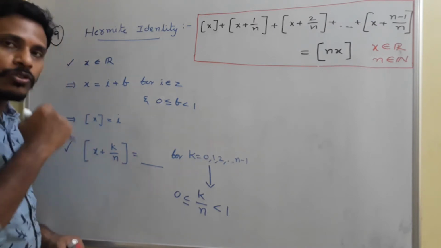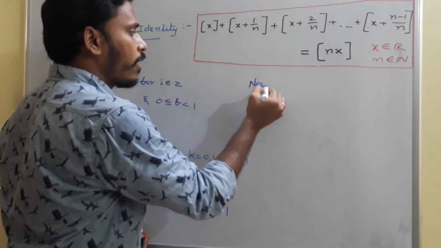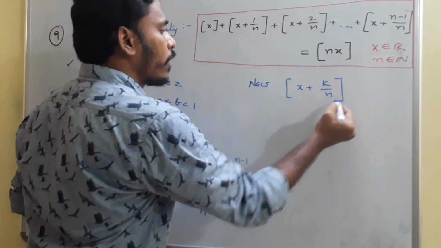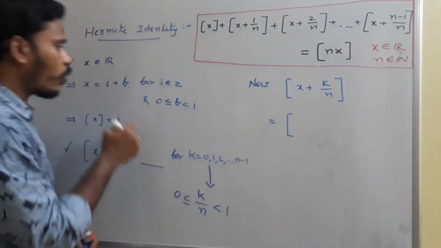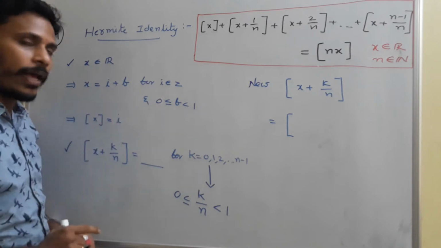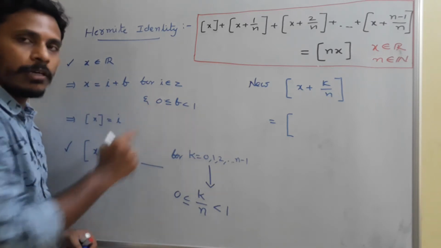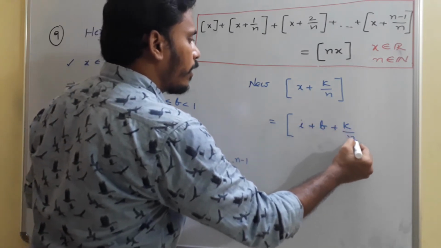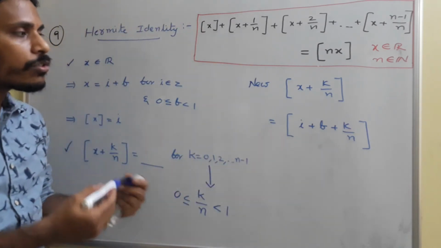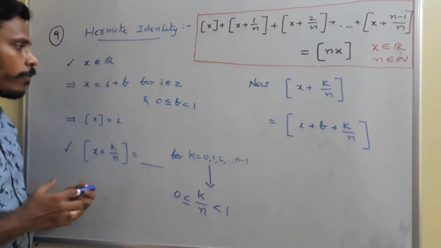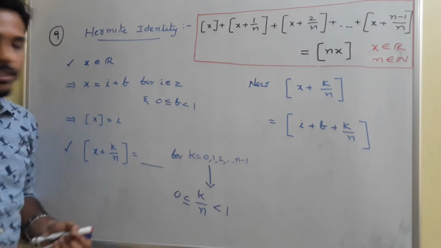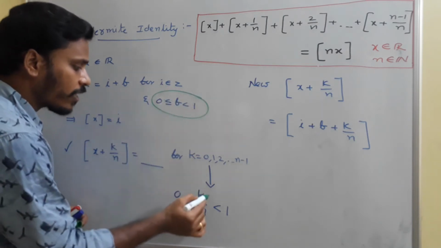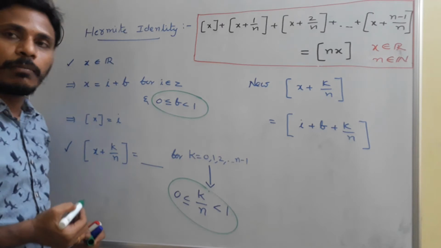Now what do you say about its value? Now just think about this step of x plus k by n value, and that is equal to step of x, where x is some integral part plus fractional part, and that fractional part is again a number between 0 and 1. So step of I plus f plus k by n. What do you say about its value? See, now just have a look. f is a number between 0 and 1. k by n is also a number between 0 and 1.